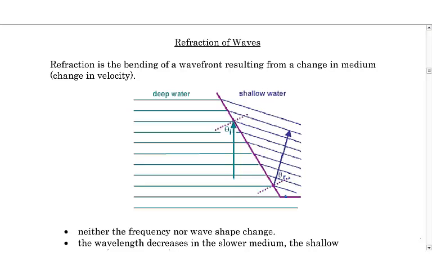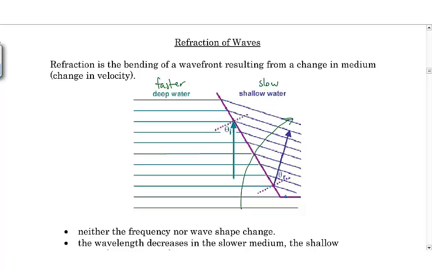Refraction of a wave is the change in direction of the wave due to a change in the wave's speed as a result of the wave traveling from one medium to another. In this diagram we see deep water waves, which is a faster medium, traveling into shallow water, which is a slower medium. The wave will refract in such a manner that it will bend into the shallow medium.